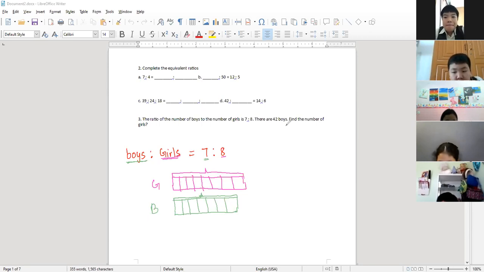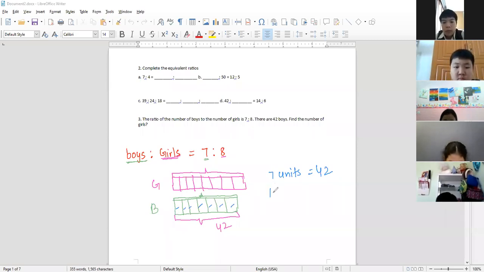Okay. There are 42 boys. So that means this number is 42. Right? Because you have given that the boys are 42. So now what do you see here? I see 7 units equals to 42, right? These are 7 units. 1, 2, 3, 4, 5, 6, 7. 7 units equal to 42. So 1 unit equals to how much? Okay, now give me Kevin. 1 unit is equal to how much?